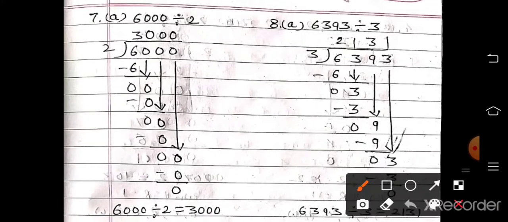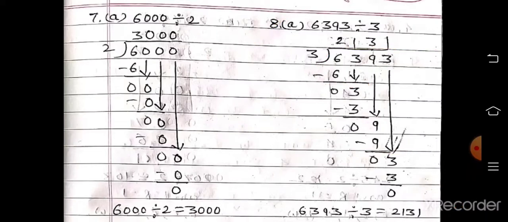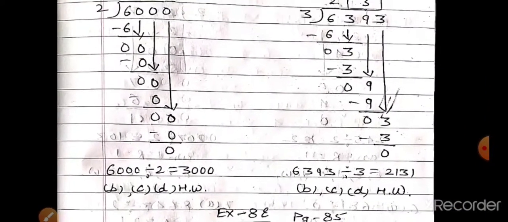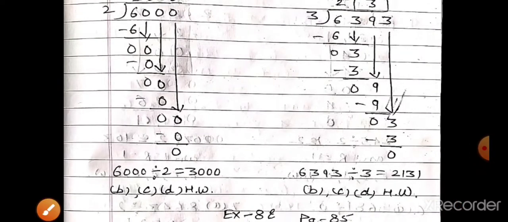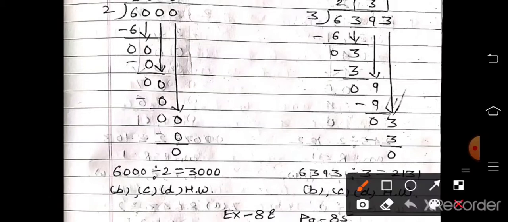Now question number 8. A part: 6393 divided by 3. So first 3 2 ja 6. Then 3 1 ja 3. Then 3 3 ja 9. And last 3 1 ja 3. Okay. So its answer is 2131. Okay. Now BCD is your homework.